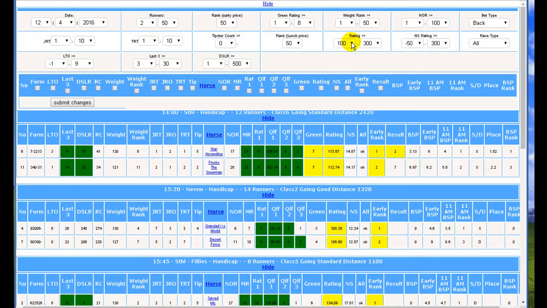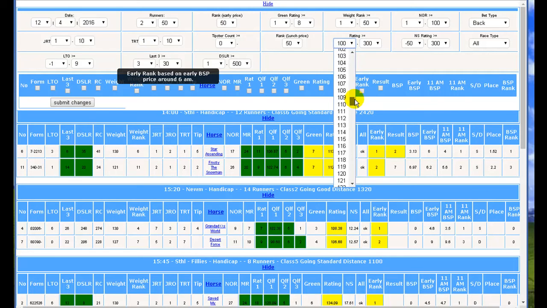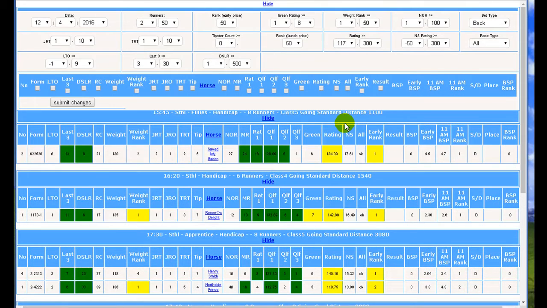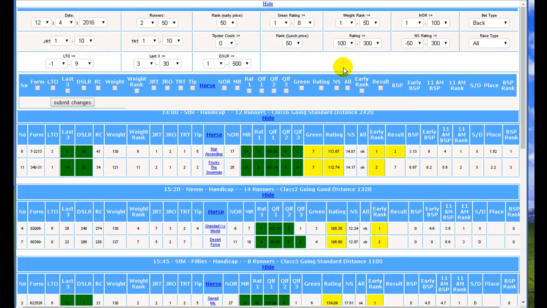So you might say, okay, I'm only going to take a runner with over 117. Your problem with that is going to be that you'll have less and less runners, obviously. And I sort of stick around 100 most of the time. But that's up to you.